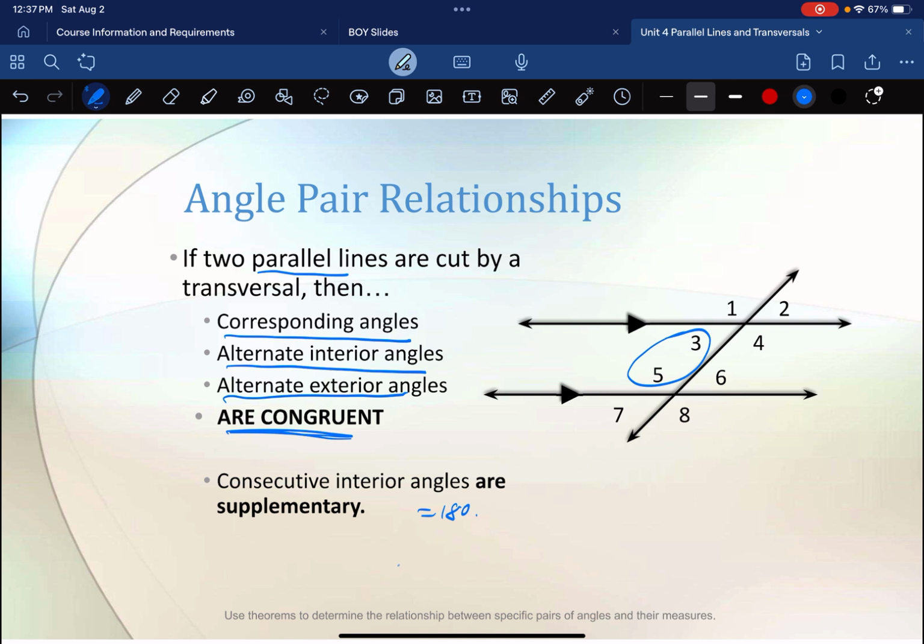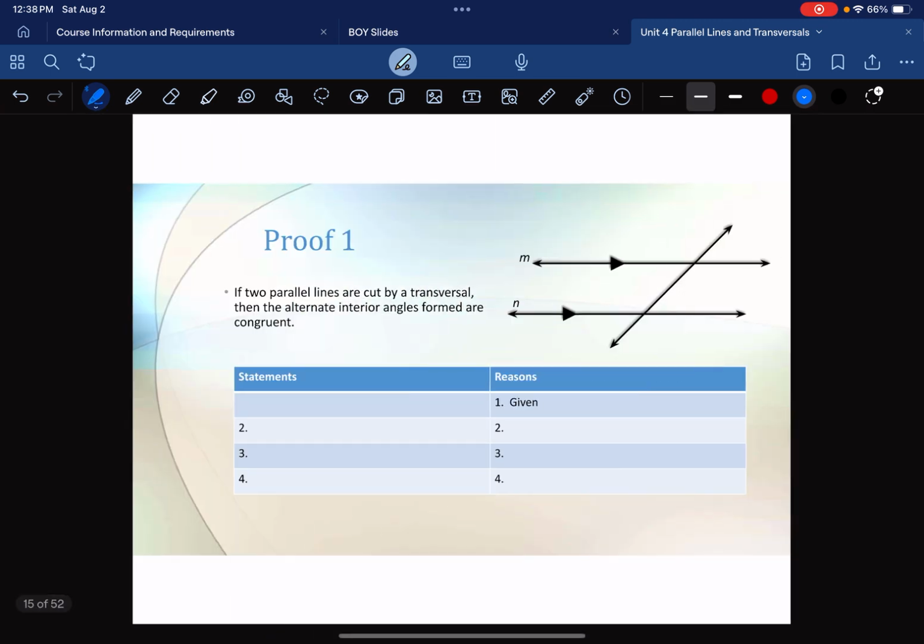Okay? So now our angle pairs that we studied last lesson, we now know the relationship between them with parallel lines: corresponding, alternate interior, and alternate exteriors are congruent, and the consecutive interiors are supplementary, or make 180. So we can use those facts now, okay?